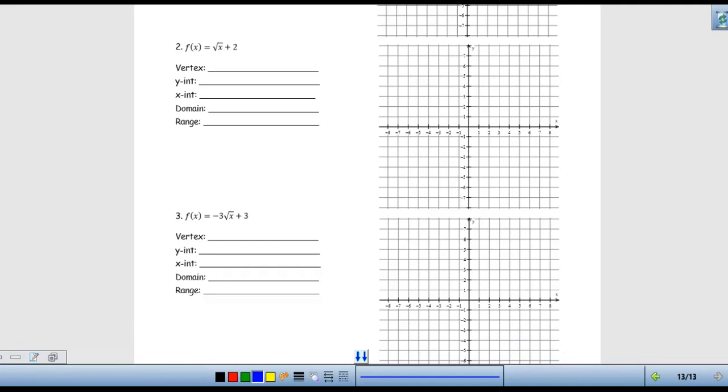Now let's look at number 2. We're also going to do this one without a graphing calculator. The first thing we need to identify is our vertex. There isn't a number underneath the radical. So if there is no number, the number is actually a 0. So my vertex is at 0, 2.